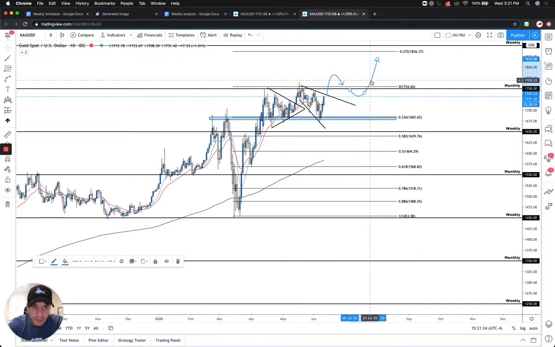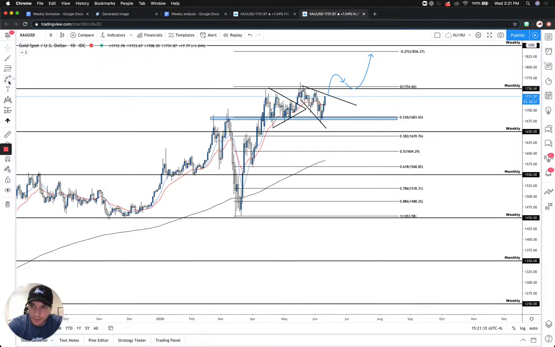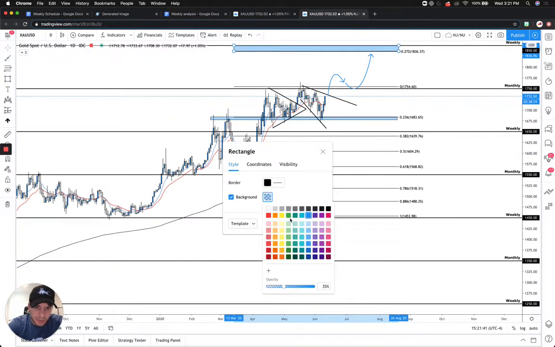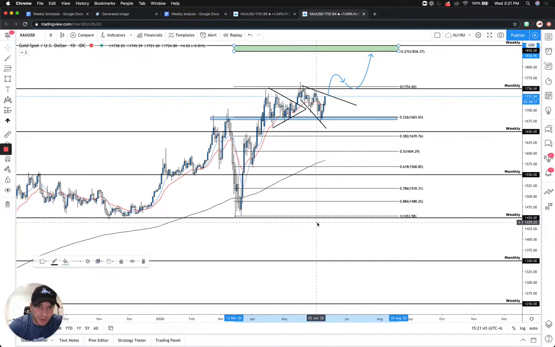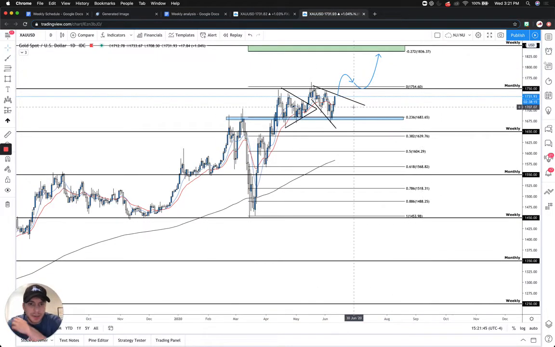Let's go ahead and highlight this. Then we're going to target higher towards the 1800 handle, which is a nice psychological handle, and then potentially even higher. But for right now, we're going to target here the negative 27 fib level on this daily fib. I'm going to go ahead and make this green for our TP. That's our target, right? So we easily want to see something like this.